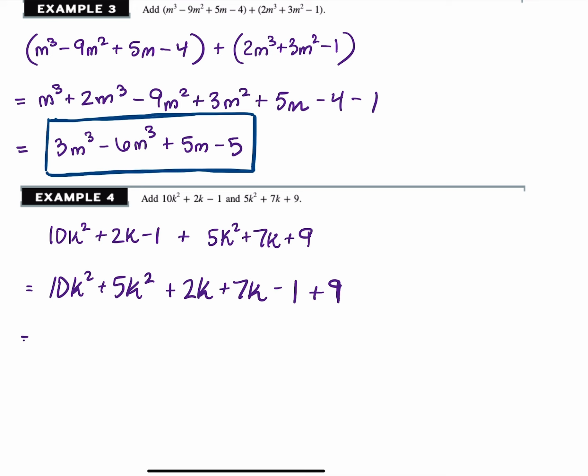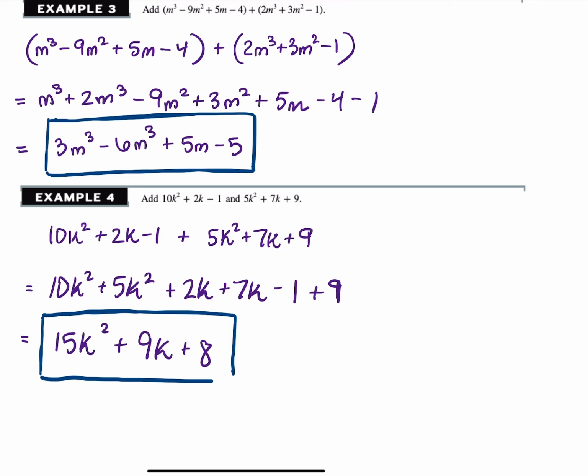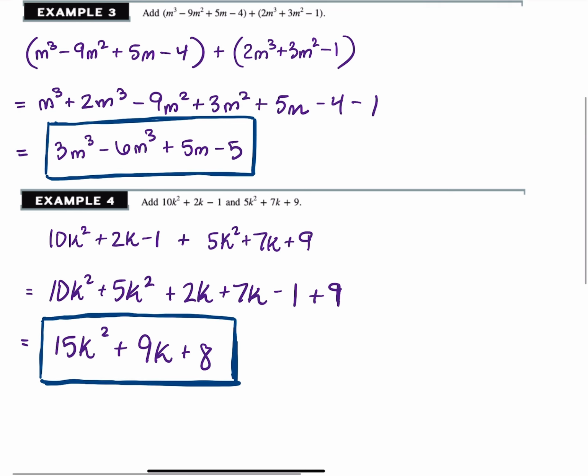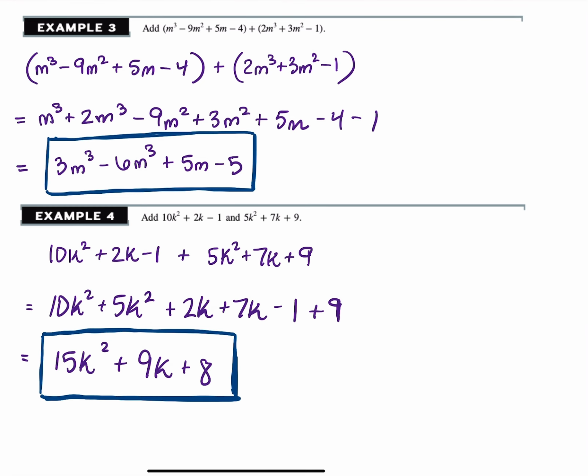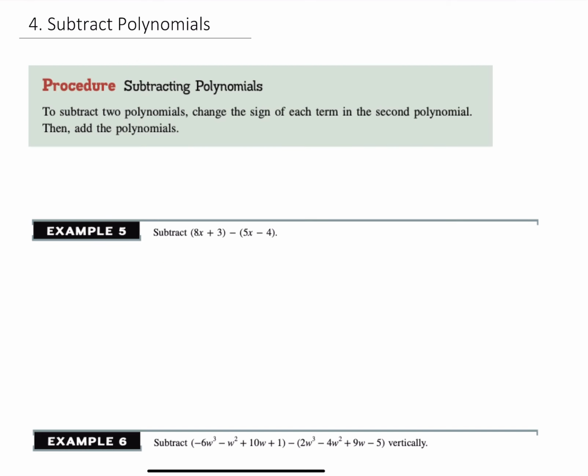So 10k squared plus 5k squared will give us 15k squared. 2k plus 7k will give us 9k. And then negative 1 plus 9 will give us a positive 8. So again, just adding like terms together. Just keep in mind you can only combine variables that have the same power. They will add together. So that's adding. We can also subtract polynomials from each other.